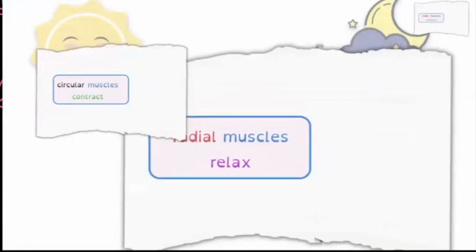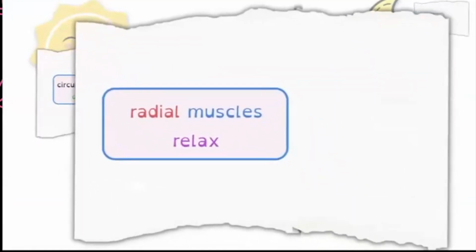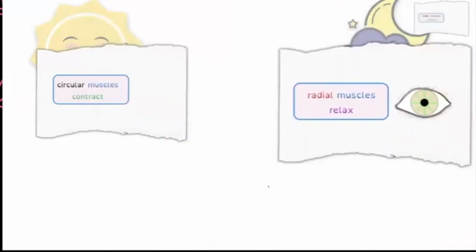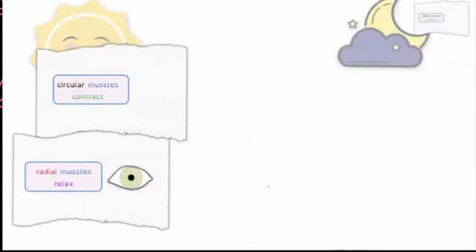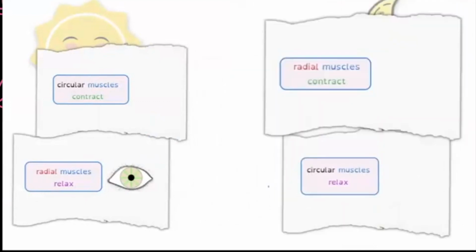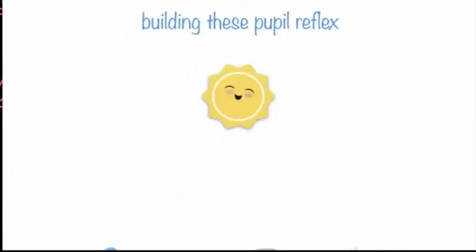Okay. Next one says that the radial muscles relaxed. When will the radial muscles relax? Radial muscles will relax if you are actually sitting somewhere and it's bright light. Okay. So I'm just going to put it here, bright light. Finally, it says here that circular muscles relax. Circular muscles will relax if you are somewhere in the dark. Okay. Is this clear?